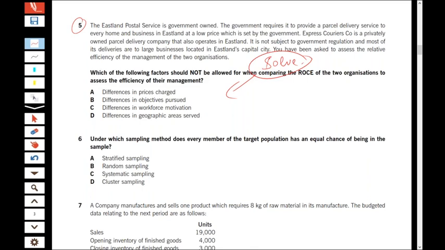The Eastland Postal Service is government owned. The government requires it to provide a parcel delivery service to every home and business in Eastland at a low price, which is set by the government. Express Courier Company is a privately owned parcel delivery company that also operates in Eastland. It is not subject to government regulation, and its deliveries are to large businesses located in Eastland capital city. You have been asked to assess the relative efficiency of management of the two organizations.